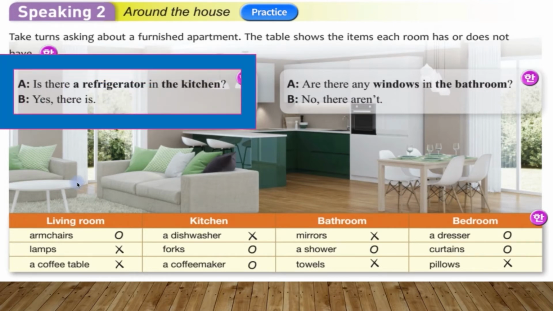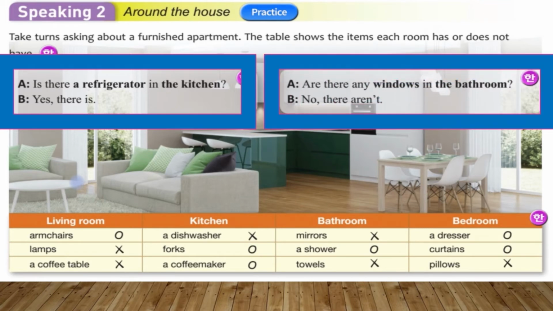And then you're going to ask yes, no questions. Is there a refrigerator in the kitchen? And you've got an option, yes, there is. Or you might have a no answer. Are there any windows in the bathroom? No, there aren't. So these are yes, no questions. And you have the living room, the kitchen, the bathroom, and the bedroom.